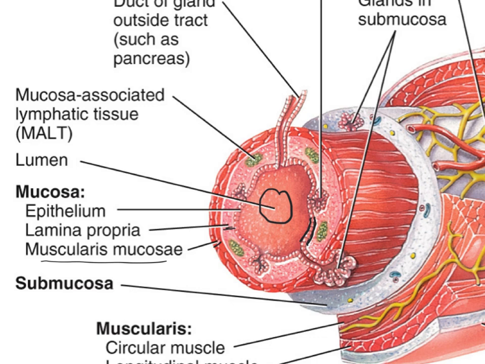Now, while we are still in this area, we need to look at a few other things. The first are going to be these little green patches. This is our mucosa-associated lymphatic tissue. We talked about this when we did our lymphatic lecture.